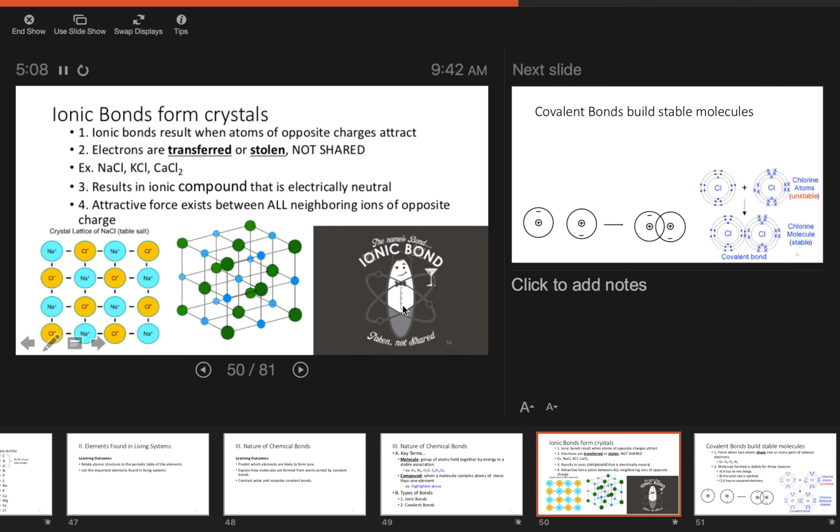So a fun way to remember ionic bond: the name's Bond, ionic bond. Taken, not shared. So that's ionic bonds in a nutshell. When we get to chemistry, sorry to my 2 seniors in this class, we'll spend a significant amount more time talking about ionic bonds.